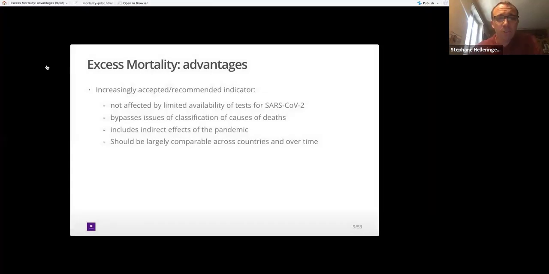So the advantage of such a measure is that it is not affected by limited availability of tests for SARS-CoV-2. Because we are counting deaths from all causes, regardless of whether they can be attributed to COVID-19 or not, it also bypasses issues of classification of causes of death. It includes the indirect effects of the pandemic, which are traditionally more difficult and less timely to assess. And it should be largely comparable across countries and over time if the vital registration system from which the data come are complete and resilient or robust in the face of the pandemic.